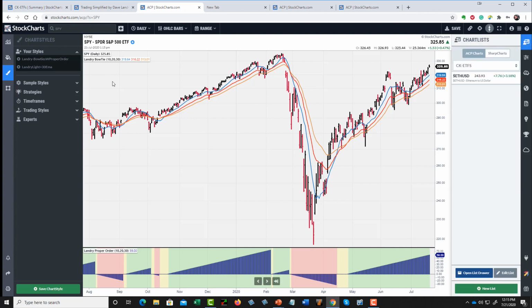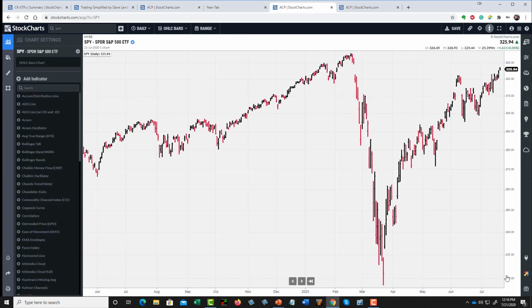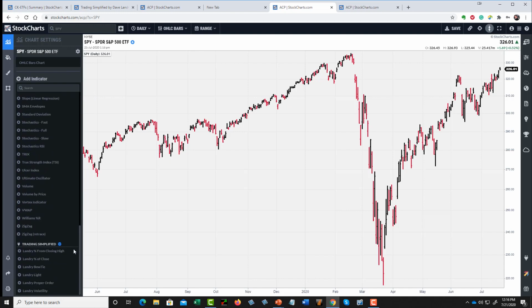Now, let's take a look at Landry Light Pullbacks. So the first thing we're going to do is start with a blank chart, and I'm going to go ahead and add in some of my indicators to this.